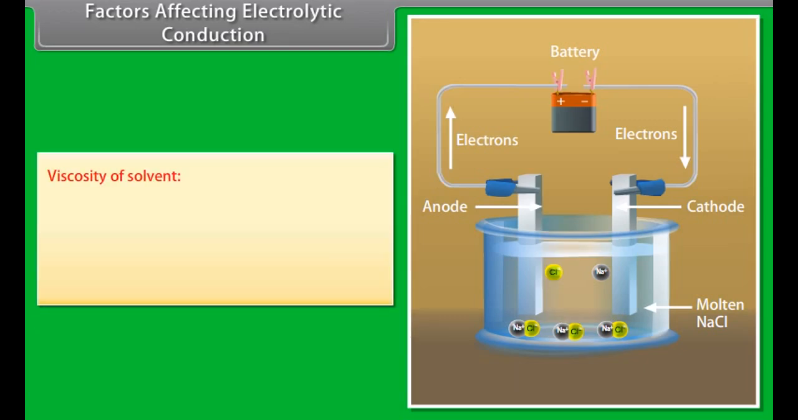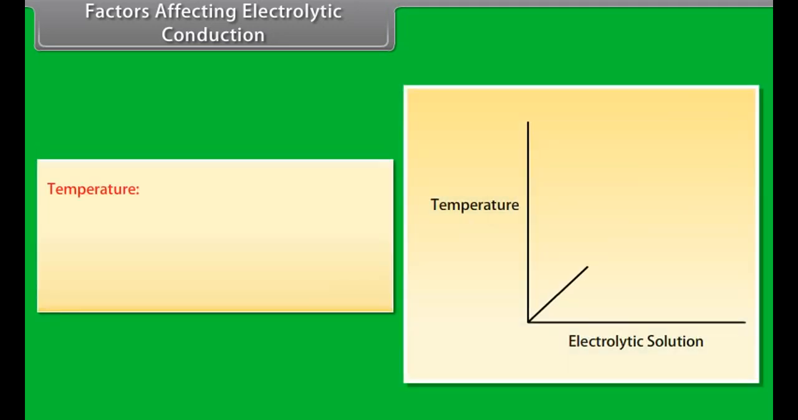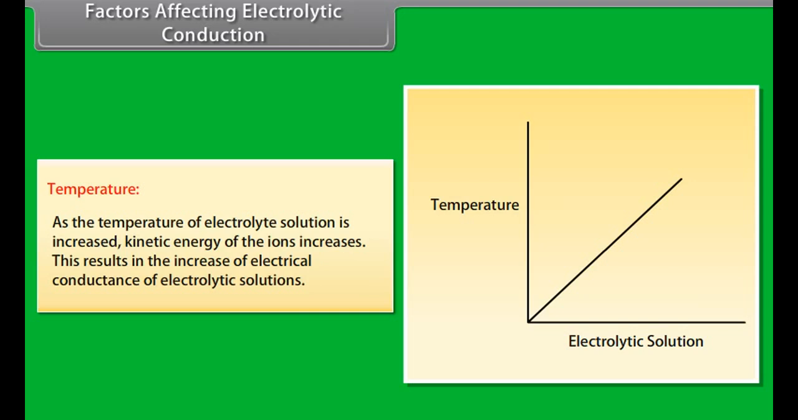Viscosity of solvent. This factor depends upon the attractive interactions between the solvent molecules. The larger the solvent-solvent interactions, the larger will be the viscosity and the lower will be the electrical conductivity. Temperature. As the temperature of an electrolyte solution is increased, the kinetic energy of the ions increases. This results in an increase of the electrical conductance of electrolytic solutions.